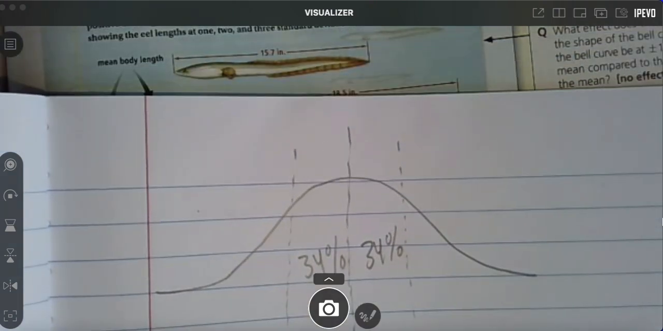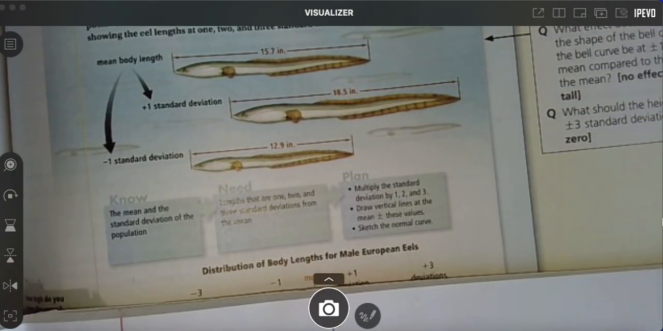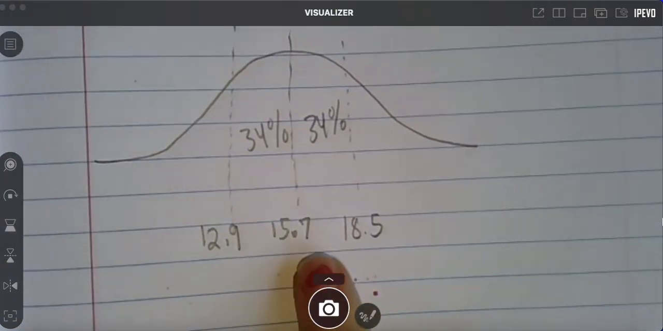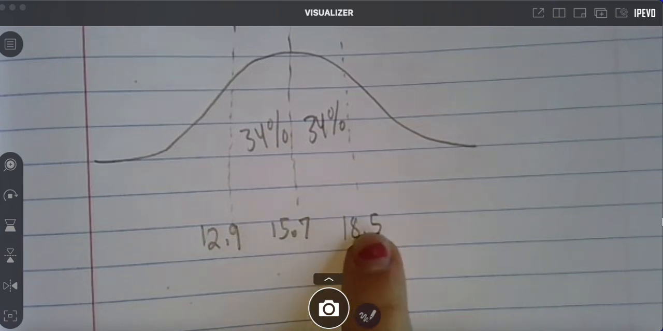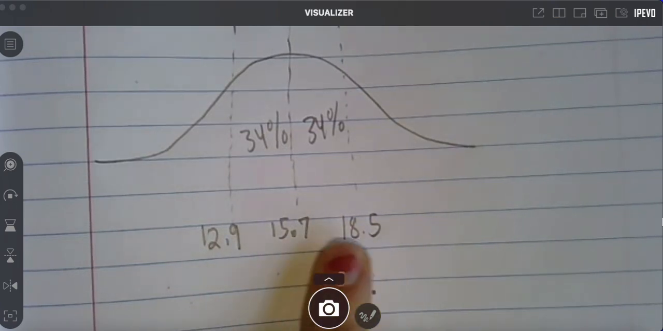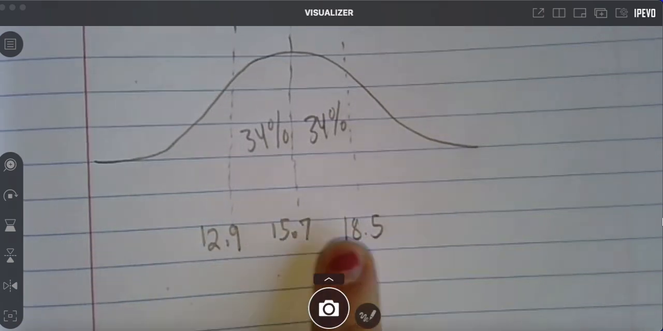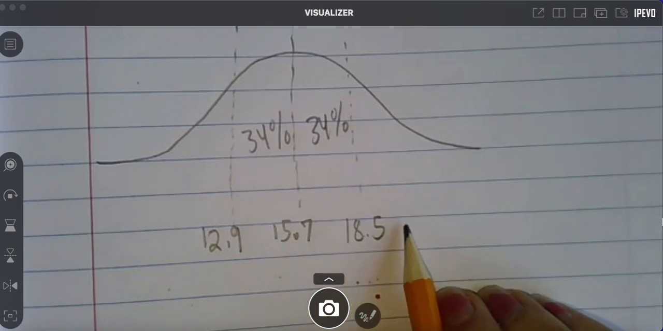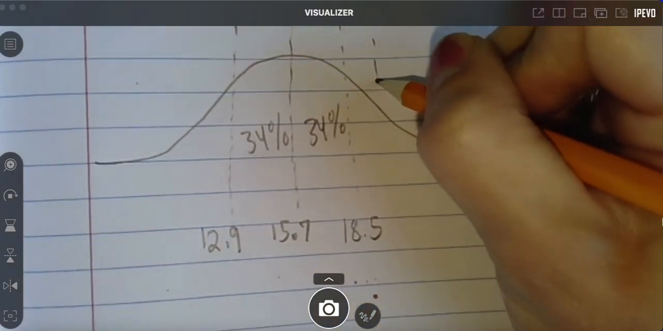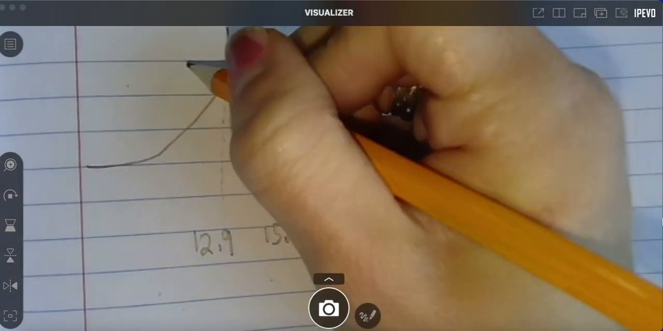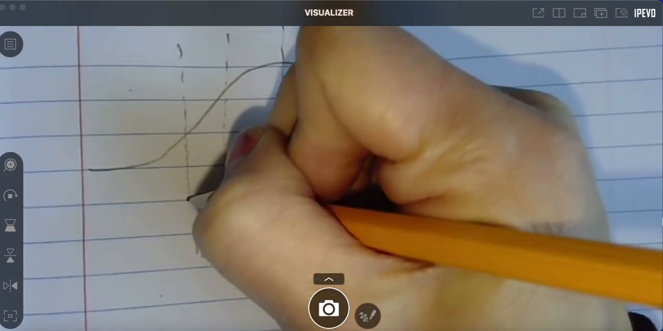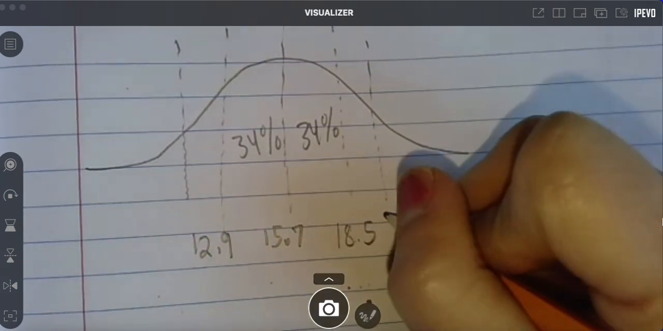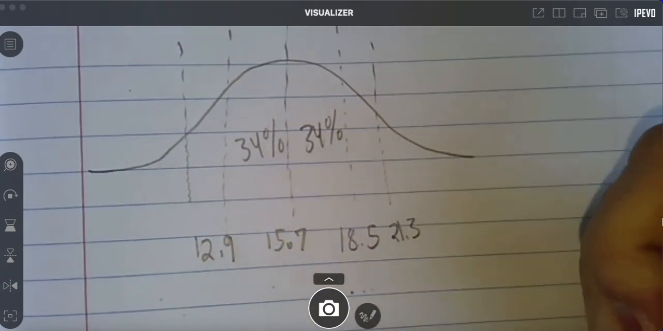Then it says, now I need to go out 2 and 3 standard deviations. What did I go up by? Can somebody subtract that number and tell me what is 18.5 minus 15.7? Like, what was that standard deviation? 2.8. So I need to go up 2.8 again. And then down 2.8. What is 18.5 plus 2.8? 21.3.